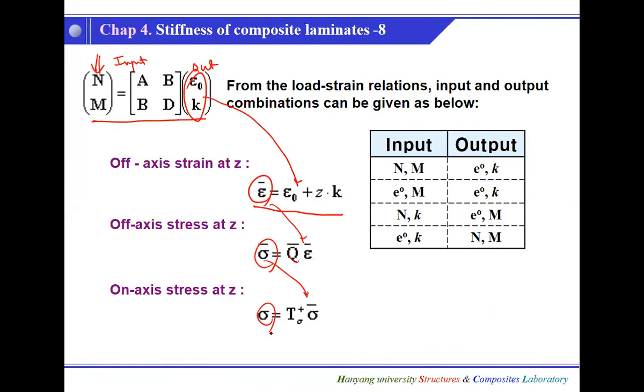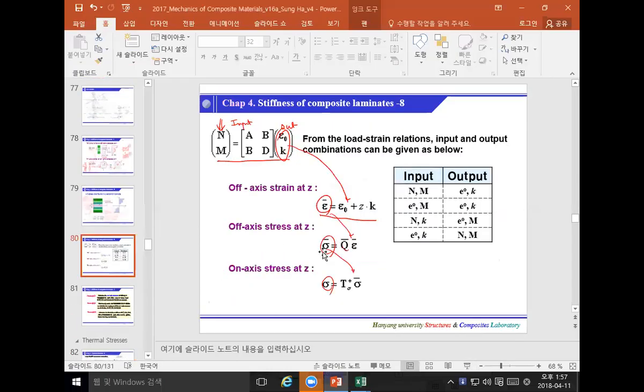What is the next step? Failure analysis. Compare with the strengths, and you'd like to calculate safety factors. That is the last step, but I will postpone that to the next chapters. Let's program this step in Excel. Up to here, how do we do that? Well, theory-wise, not that difficult, but program-wise, how do we do that?